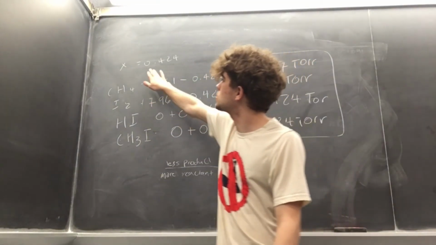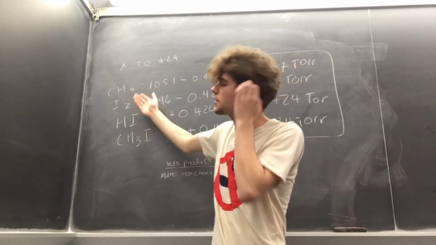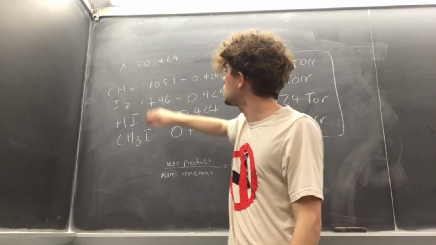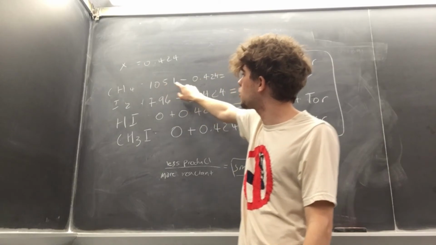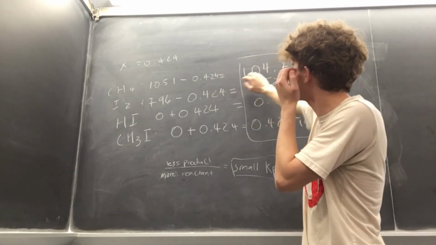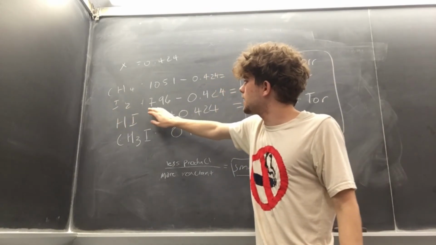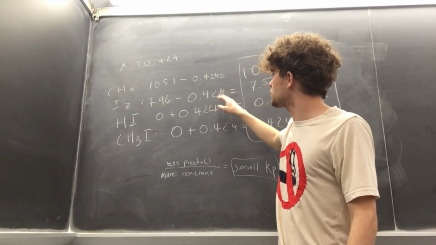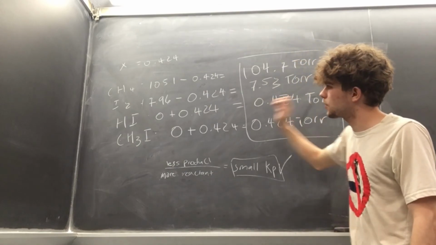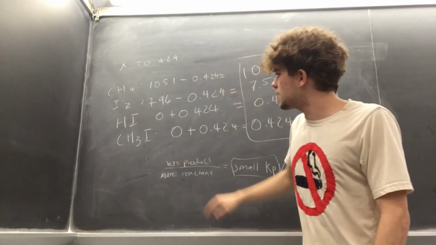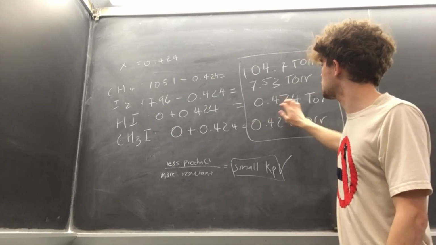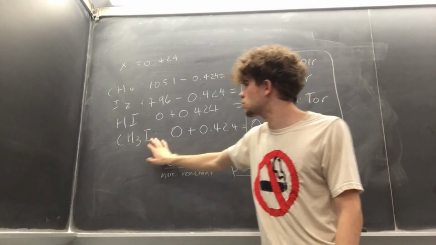Now that we have x equals 0.424, we can plug that into a RICE table in which we have the initial minus x. 105.1 torr minus 0.424 is 104.7 torr for methane. Iodine is 7.96 minus 0.424, 7.53 torr for iodine. Hydrogen iodide, 0 plus 0.424, 0.424, and the same is true for CH3I.